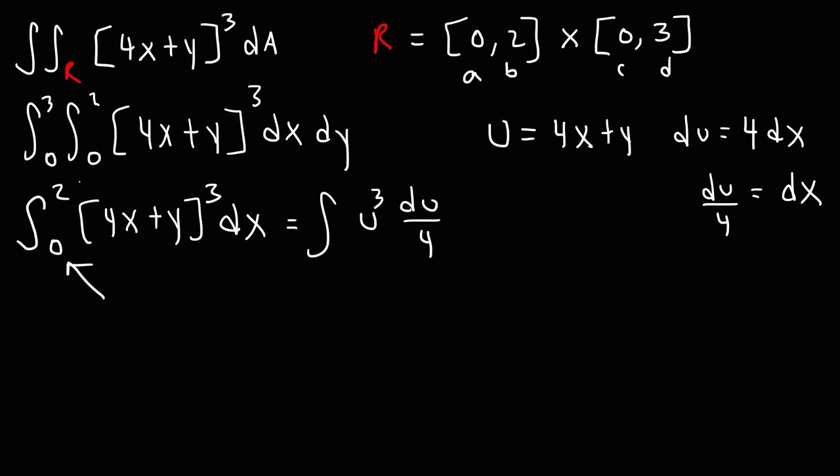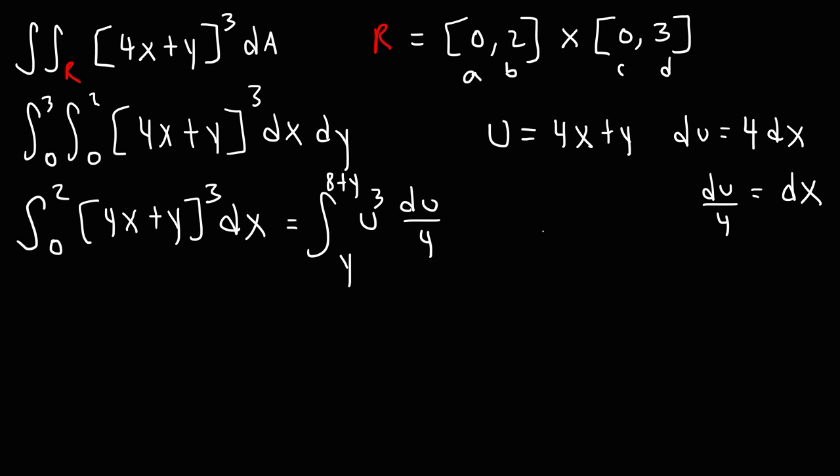Now we need to replace the limits that we see here, and those are x values. So if we plug in x equals 0 into that expression, it will be 4 times 0 plus y. So that becomes simply y. Now, if we plug in 2 into this expression, it's 4 times 2 plus y, which becomes 8 plus y.